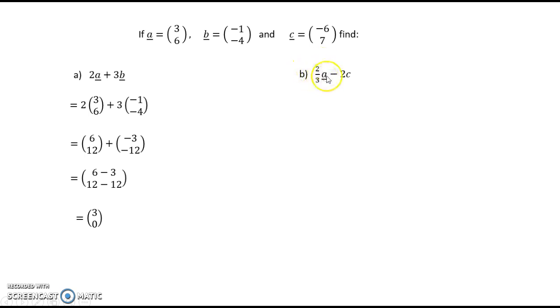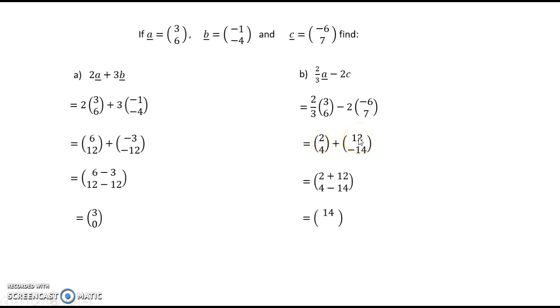We can also multiply vectors with a fraction. So 2/3 of A just means you multiply each number by 2/3. So multiplying 3 by 2/3 will give you 2. And the number 6 by 2/3 will give you 4. And minus 2 times minus 6 becomes plus 12, and minus 2 times 7 gives us minus 14. And if we add now these two vectors, it means we went 2 to the right and another 12 to the right, being 14 to the right, 4 upwards and 14 downwards, we end up being 10 downwards. So that would be the final column vector.